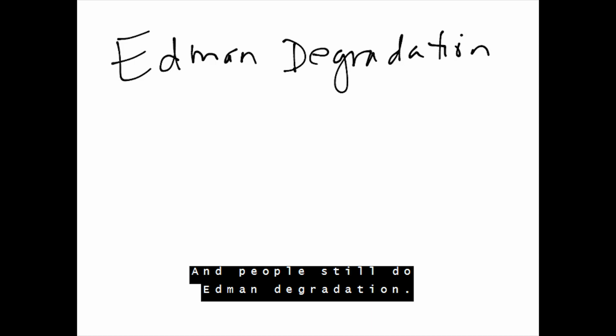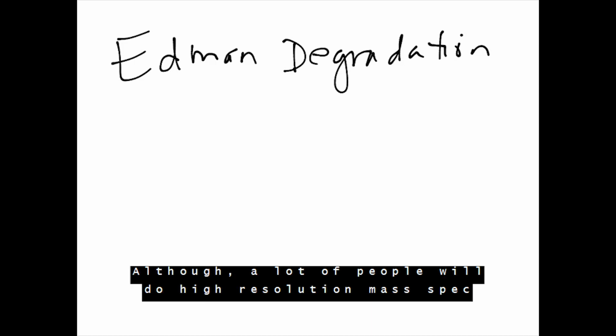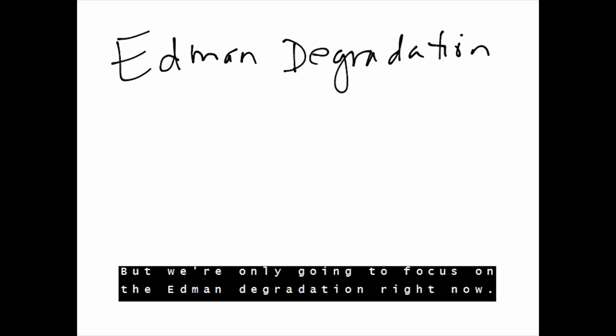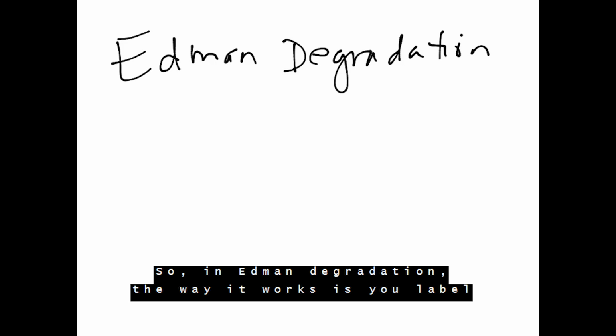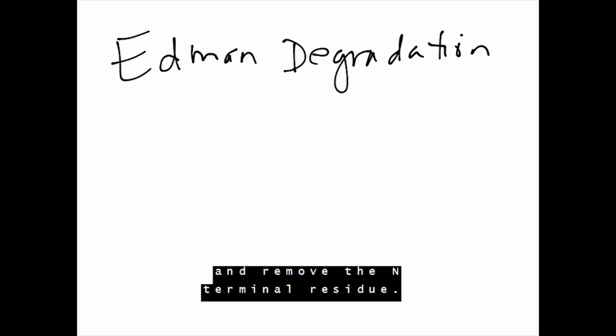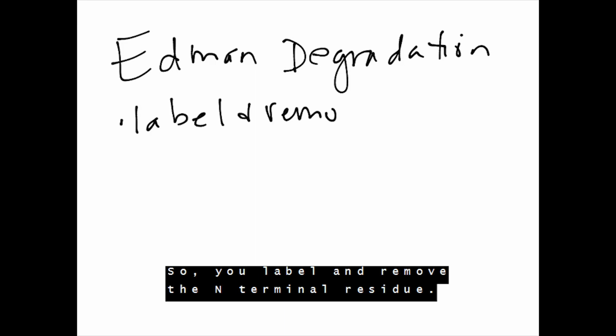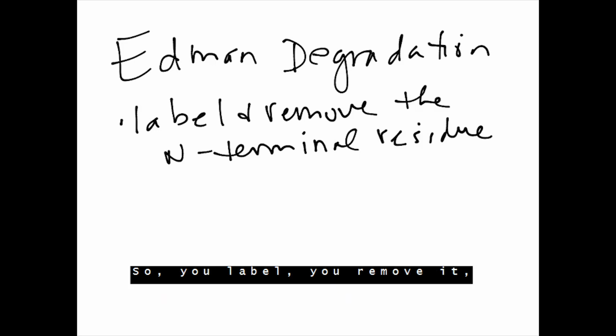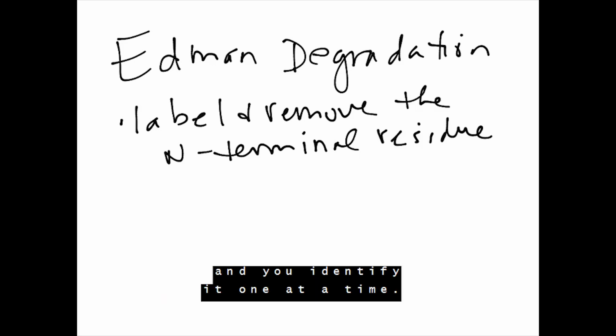And people still do Edman degradation, although a lot of people will do high-resolution mass spec as well. But we're only going to focus on the Edman degradation right now. So in Edman degradation, the way it works is you label and remove the N-terminal residue. So remember, N-terminal means the very first one. So you label, you remove it, and you identify it one at a time. And then you basically repeat the process.